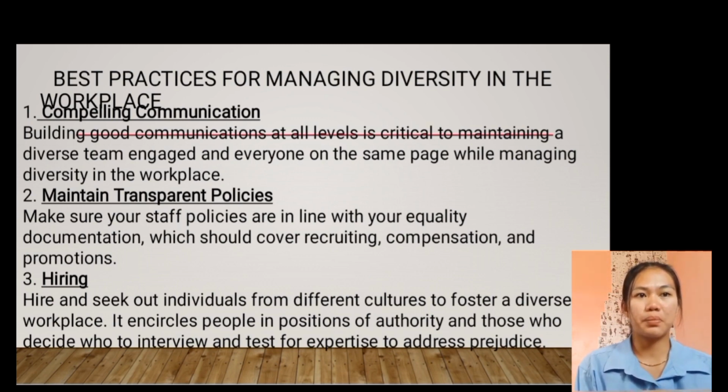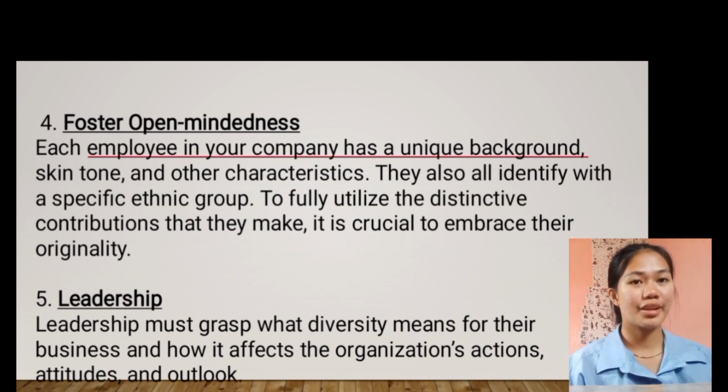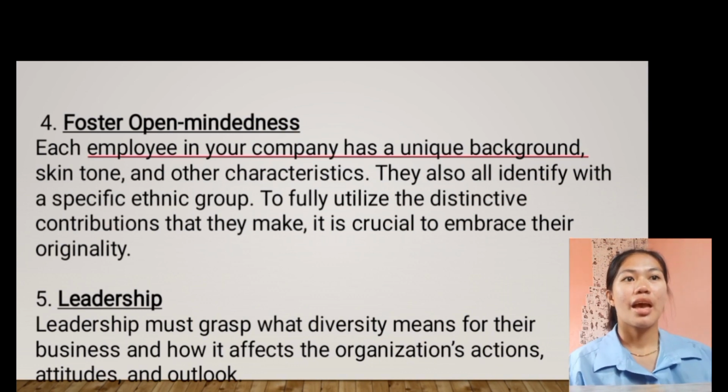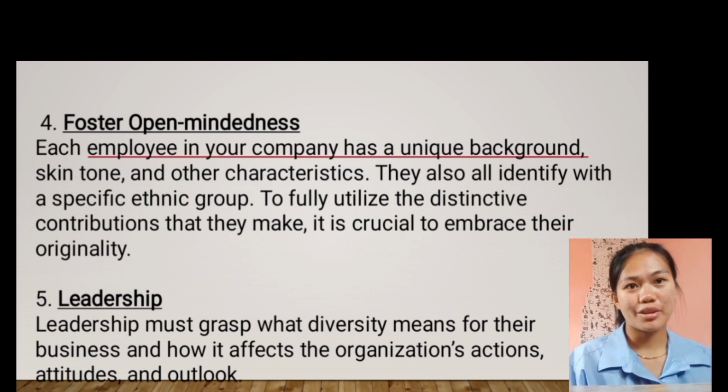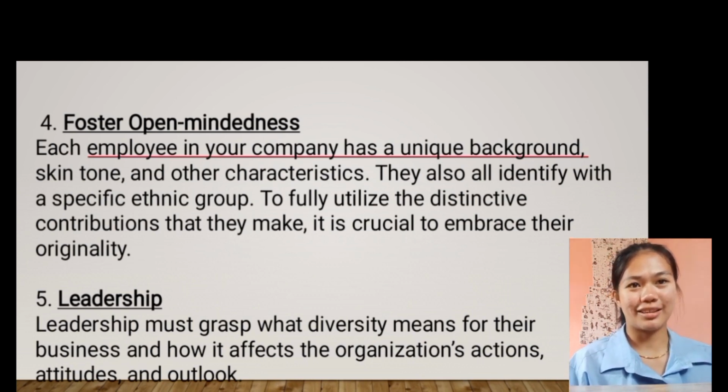It encircles people in positions of authority and those who decide who to interview. Test for expertise to address prejudice. Next, foster open-mindedness. Each employee in your company has a unique background, skin tone, and other characteristics. They also identify with a specific ethnic group. To fully utilize the distinctive contributions that they make, it is crucial to embrace their originality.